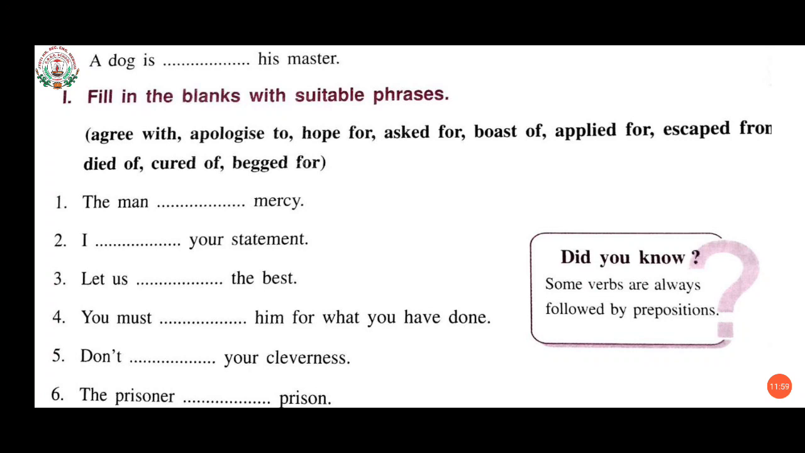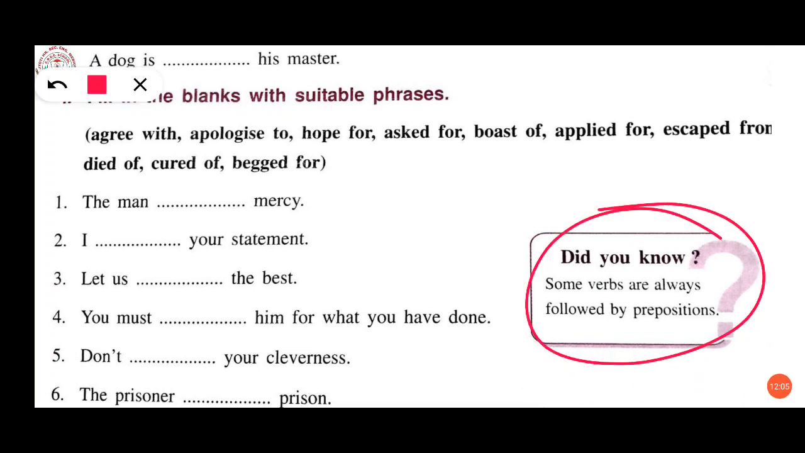We have learned about nouns and adjectives, and here verbs are given. Some verbs are always followed by prepositions, as you can see here. Now, verbs and prepositions. Like the first one: The man begged for mercy.